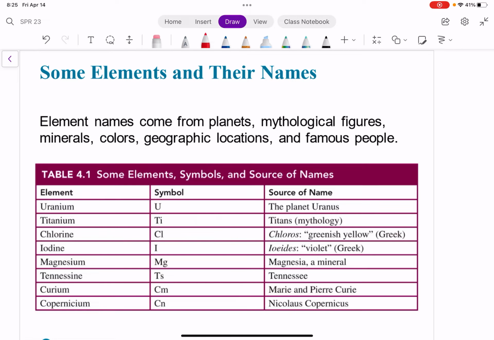Okay, so here's some elements and their names. Each element has what I call its full name, and then it has a nickname. The nickname is the symbol of the element, right? So you have things like chlorine, which has the symbol capital C, lowercase l. Iodine has the symbol capital I. Magnesium has the symbol capital M, lowercase g.